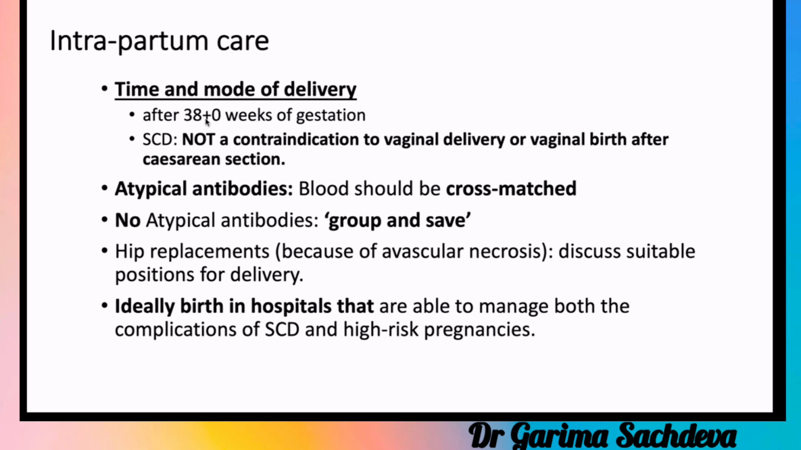Then, because the patient might bleed, you have to arrange blood for the patient. If the patient has atypical antibodies, you have to keep the blood cross matched and ready. If there are no atypical antibodies, you can just group it and save it. In case the patient has hip replacements because of avascular necrosis, then you have to discuss the positions of delivery, as she might not be able to get into lithotomy position. And this is a high risk pregnancy, and it has to be managed in a consultant led unit in the hospital.